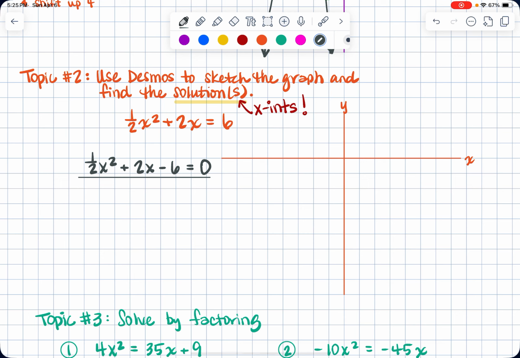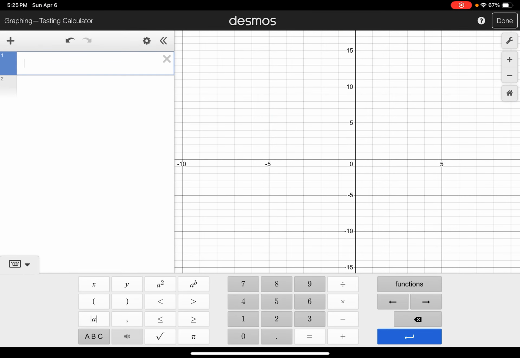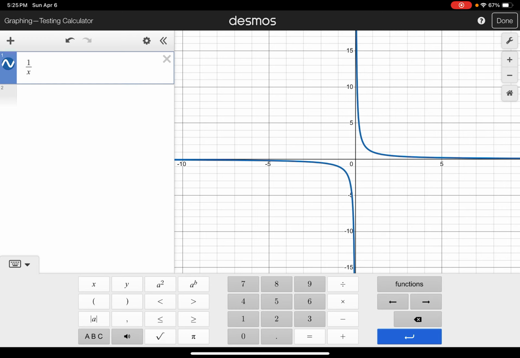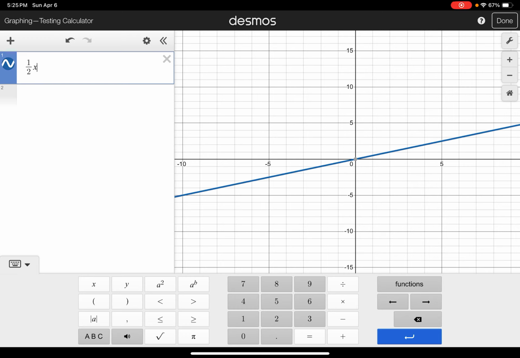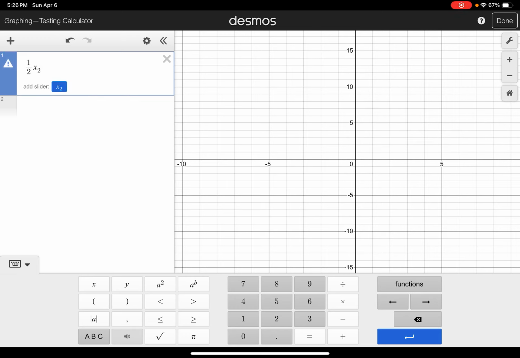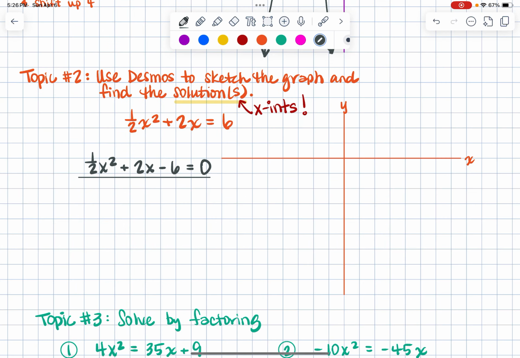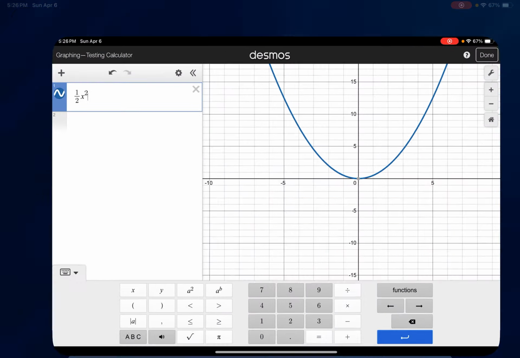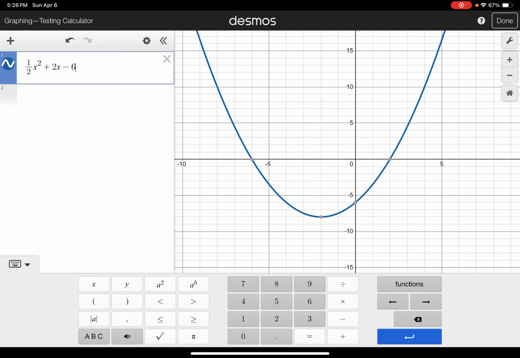All right. I'm going to swing to Desmos. And I'm going to type that function in. So 1/2 x squared. There we go. 1/2 x squared. Oh my gosh, I already forgot what my function was. Plus 2x minus 6. All right, and you can type in equals 0 if you want to. Actually, no, you can't. You would actually have to put y equals.